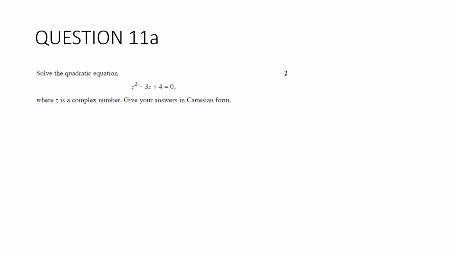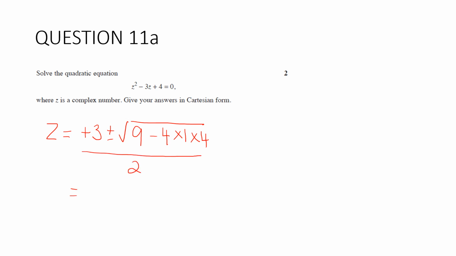Question 11a. Solve the quadratic equation z squared minus 3z plus 4 is equal to 0, where z is a complex number. Give your answers in Cartesian form. So I'm just going to use the quadratic formula. z is equal to minus b plus or minus the square root of b squared minus 4ac, all over 2a, which is equal to 3 plus or minus the square root of 9 take away 16, which is negative 7, all over 2, which is equal to 3 halves plus or minus root 7 on 2 i.